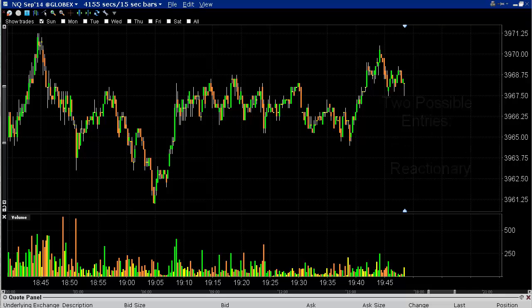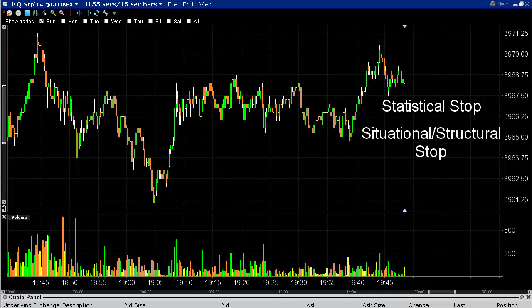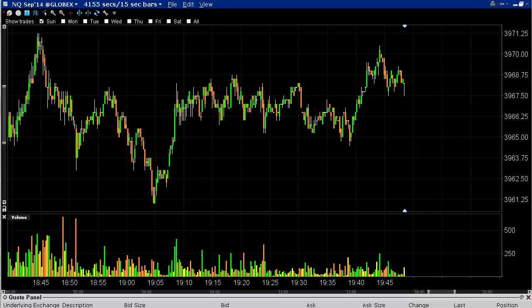And then with the stop, you can have a statistical stop, that is a given amount of ticks or pips or points which you've personally researched regardless of structure, or you can have a situational or structural stop, that is, you can go above a bar high or low, or below a bar low. You can go above a swing high or swing low, those sort of things. Structural, what you see on the chart.